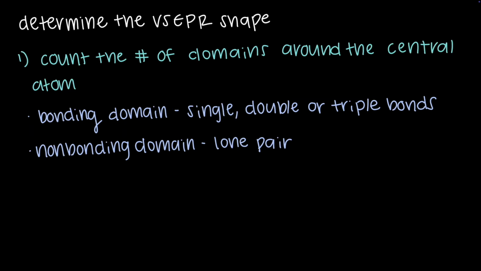To be able to look at the shapes, also known as molecular geometry, we have to be able to count the number of domains around the central atom. Domains can be bonding and non-bonding domains. Bonding domains are single, double, and triple bonds, and non-bonding domains are lone pairs.